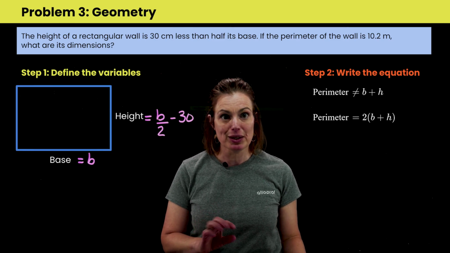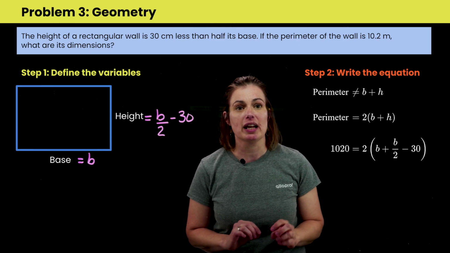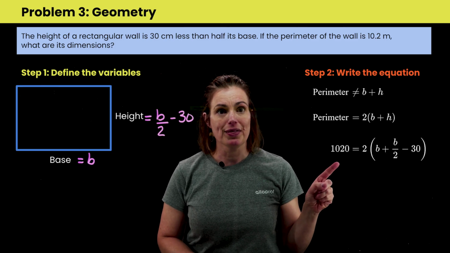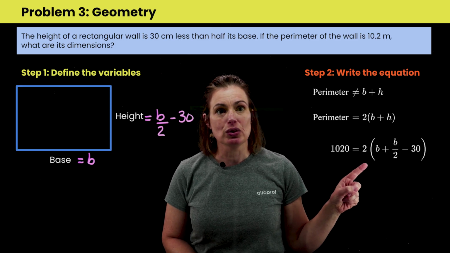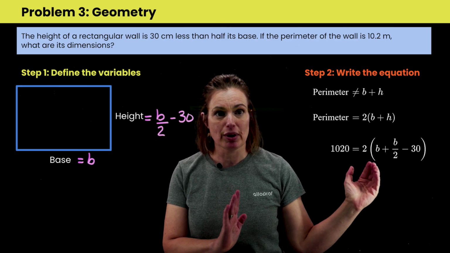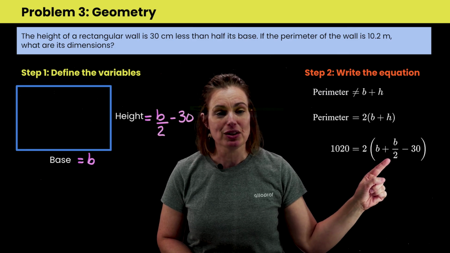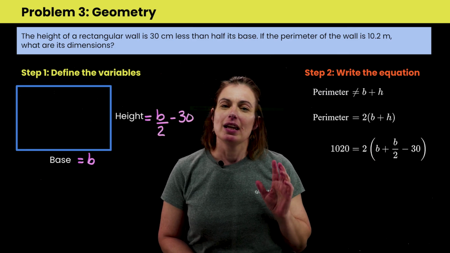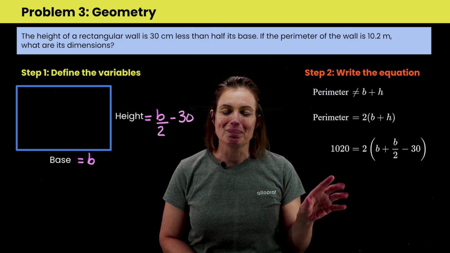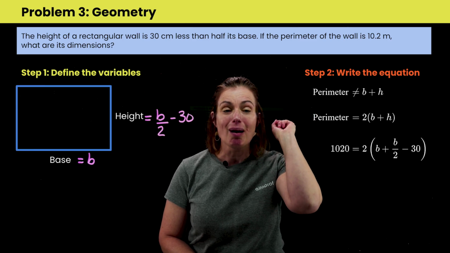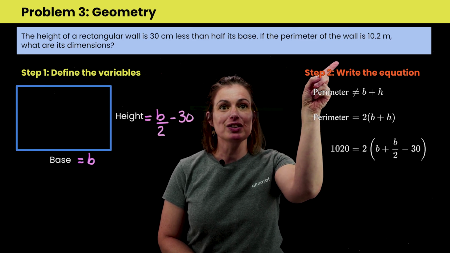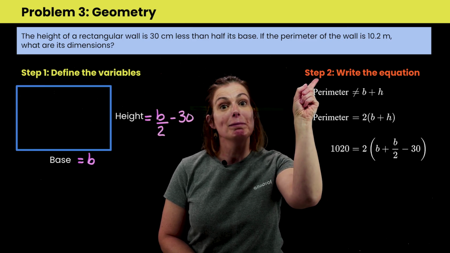Now I'm ready to plug in my known values. So this is what I get. I get perimeter of 1020 is equal to 2 times, in brackets, b plus b divided by 2 minus 30. You might be wondering about that 1020. Now, remember, if we look at our problem, the perimeter was given to me as 10.2 meters.